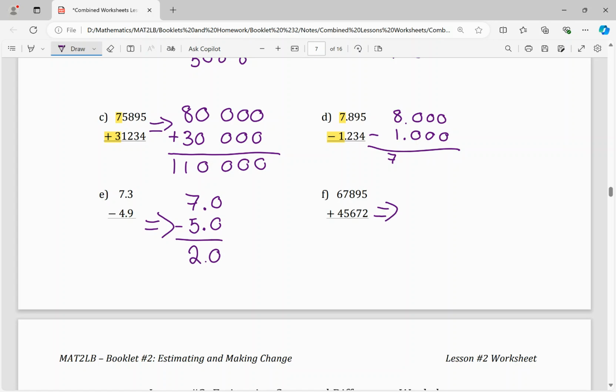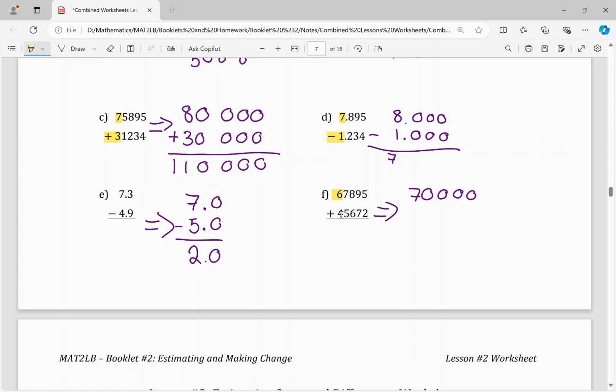Finally, we have 67,895 plus 45,672. Again, instead of doing it the long way, we're asked to estimate. That saves us a lot of time. Our first number, we're going to round that 6 up to a 7. So that's going to be 7, and everything after becomes a 0. You have to keep these zeros because they're before the decimal.